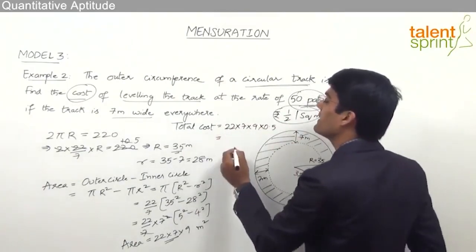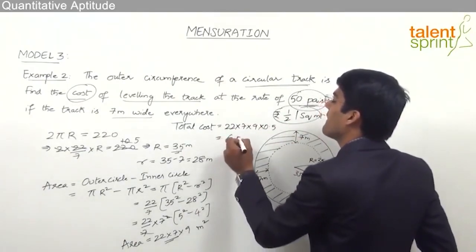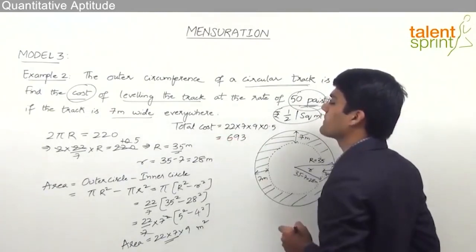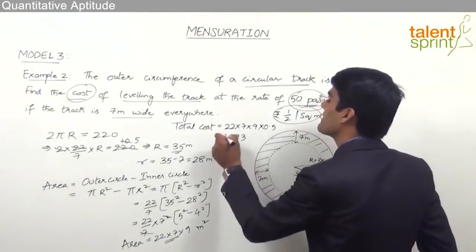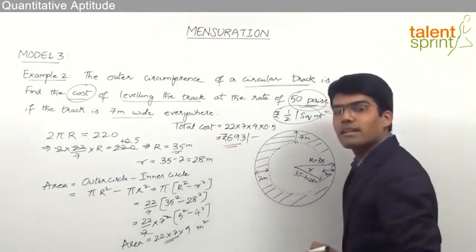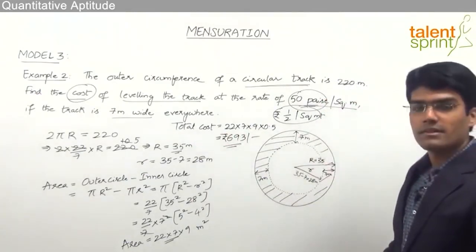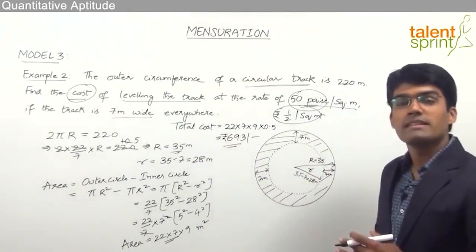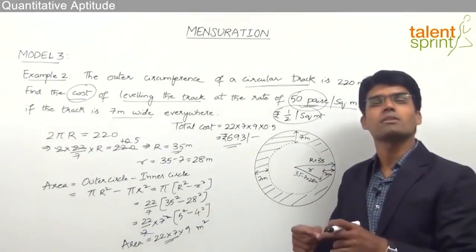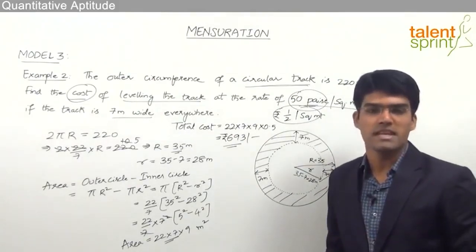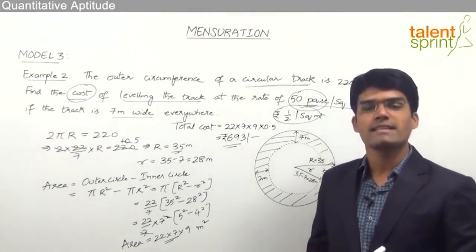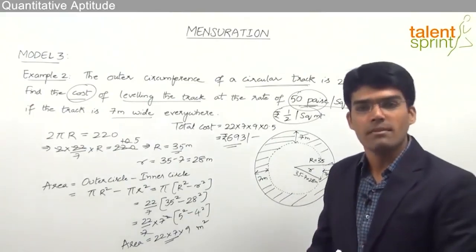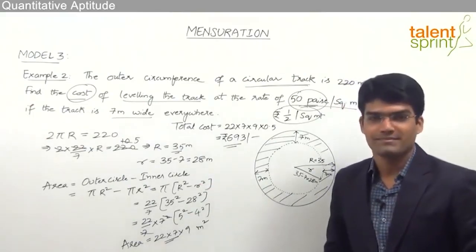By simplifying this, we get the answer as 693 rupees. So 693 is the answer for the given question. So this is how, in cases where we have a footpath along the boundary of a particular two-dimensional shape, we can always find the area as outer shape minus inner shape and then find the required answer.